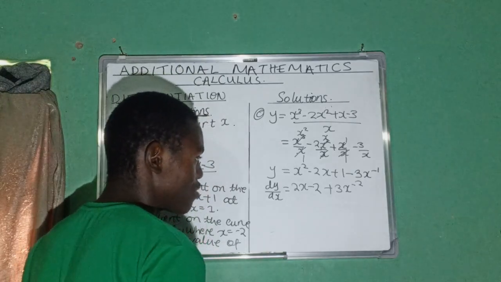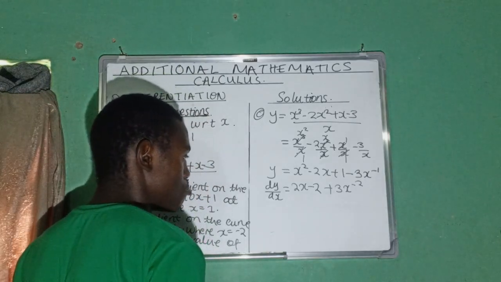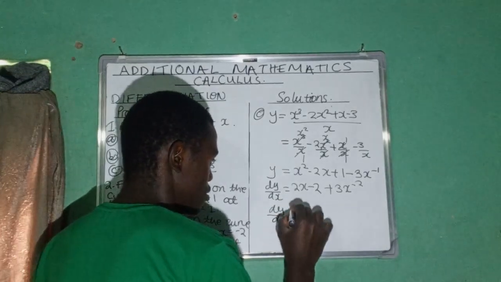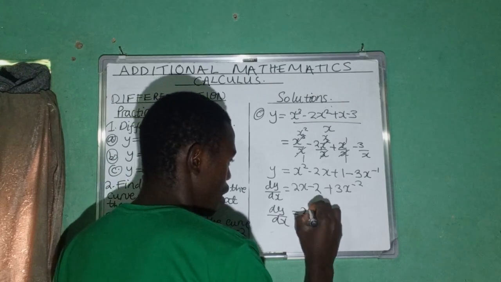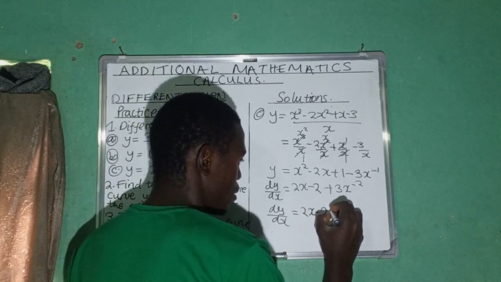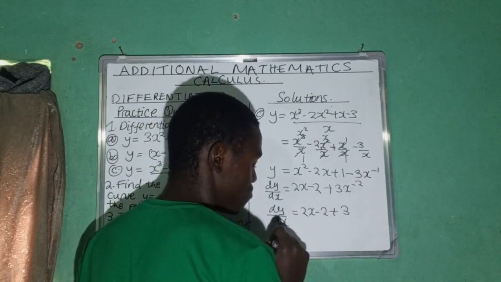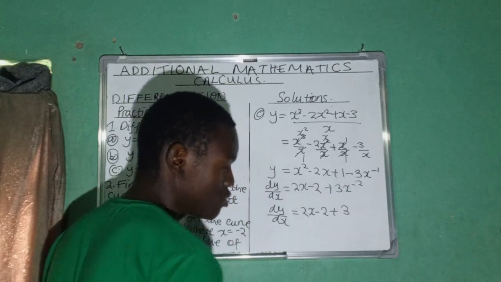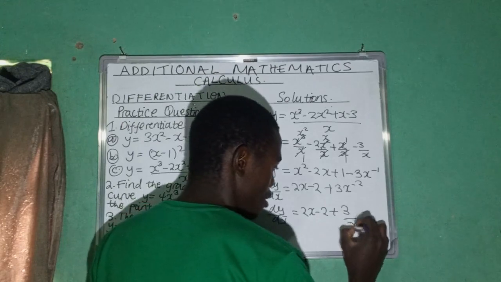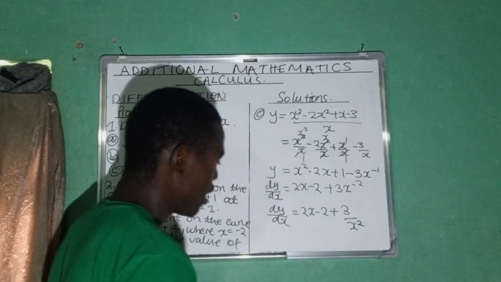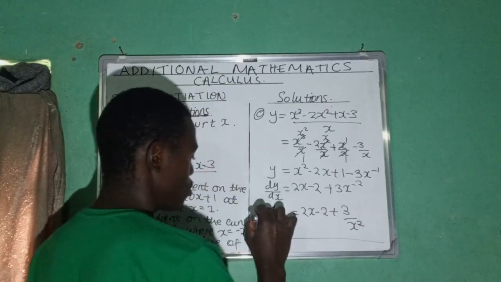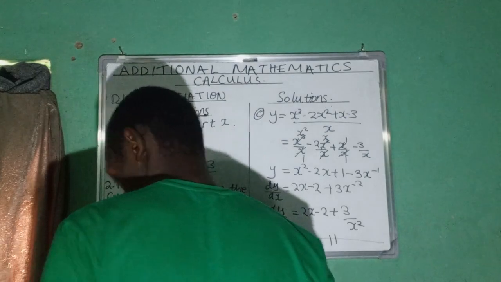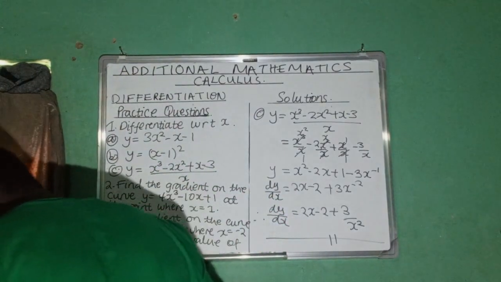And then your final answer would be dy/dx is equal to 2x minus 2 plus 3 x to the power negative 2. This is a negative index. It will go down so that it can become positive, like that. And then, of course, you put your therefore, and that's your final answer for that particular question.